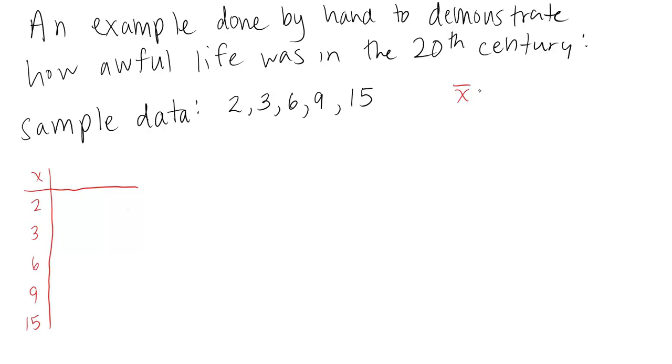The sample mean, which we denote by x bar, is the sum of the values in the set divided by the number of values in the set. So 2 plus 3 plus 6 plus 9 plus 15, that's 35, divided by 5, which is 7. So the sample mean is 7. X bar is the appropriate symbol because this is sample data.